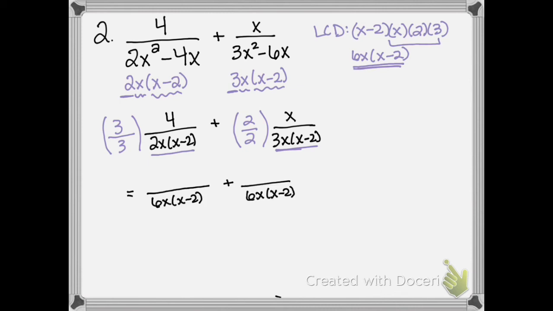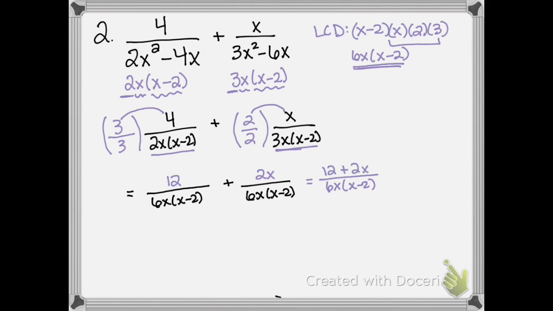Okay, so I'm going to distribute or multiply. 3 times 4 will give me a 12 here. I have already taken the liberty to copy the x times x minus 2 at the denominator. And we're going to multiply here, which is 2x. And again, when we add, we are going to keep the denominator. And we're going to add numerators.